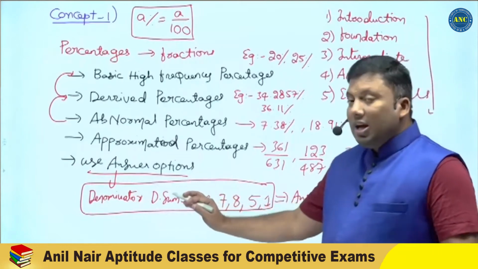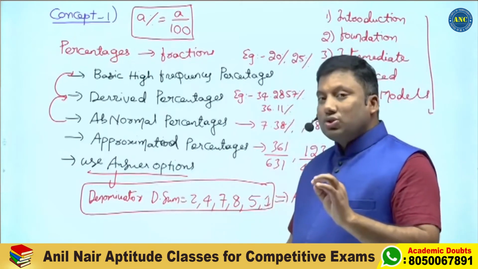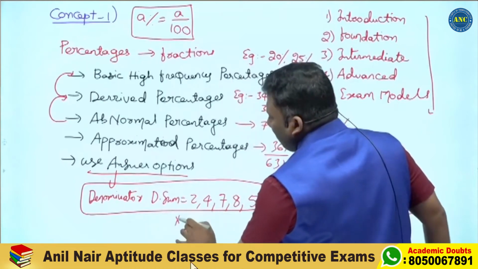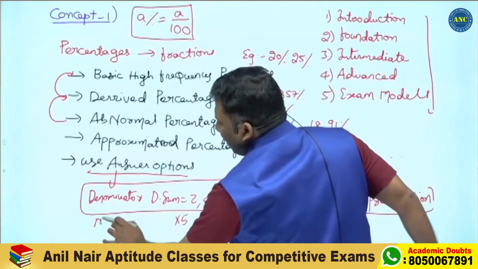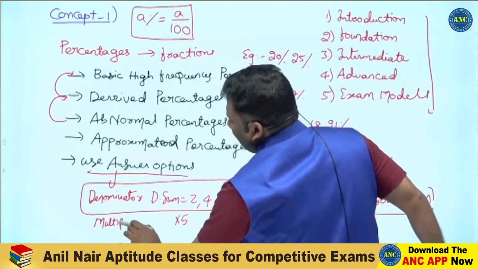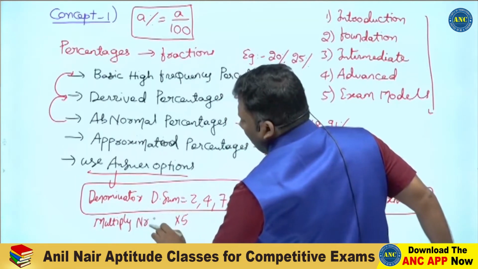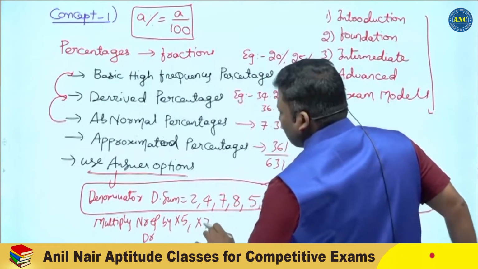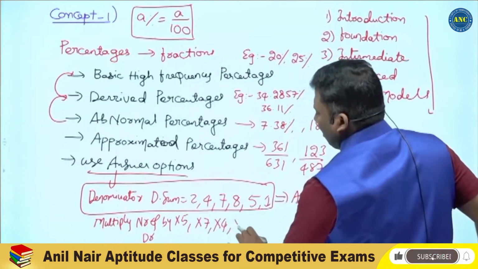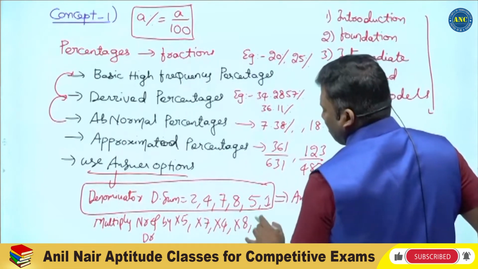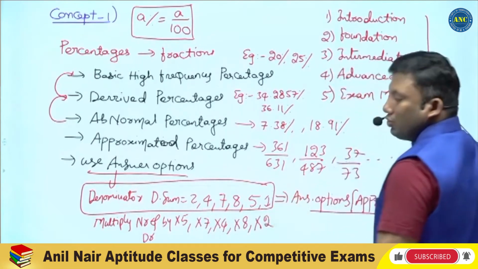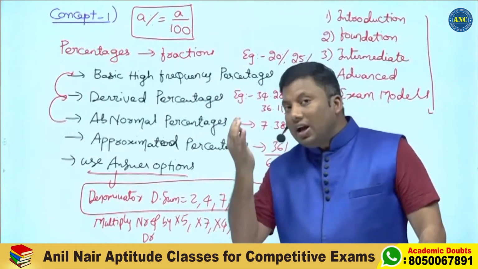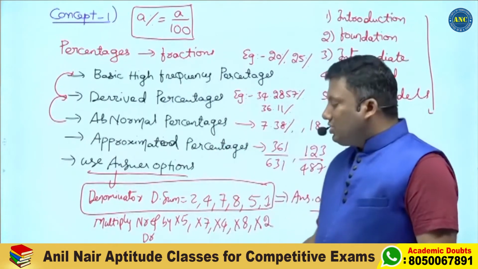Use answer option. If the denominator digital sum is 2, how to use answer option? Multiply the numerator and denominator by 5. Please write down that concept. If it is 4, by 7. If it is 7, by 4. If it is 8, by 8. If it is 5, by 2. The idea is to make the denominator digital sum as 1.